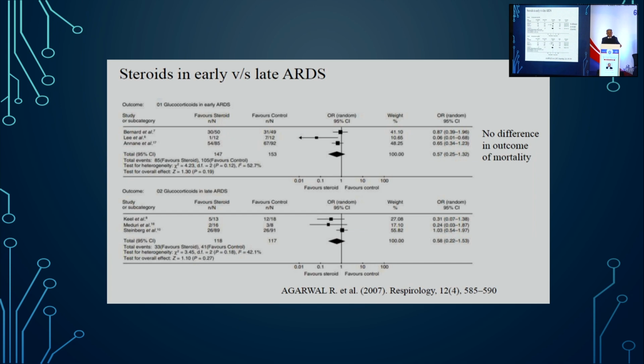What about steroids in ARDS? A lot of discussion has been going on, and still a lot of discussion goes on. Well, if you look at the meta-analysis by Agarwal, there was no difference in outcome of mortality with the use of steroids.